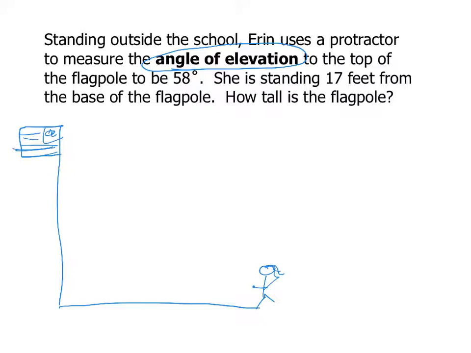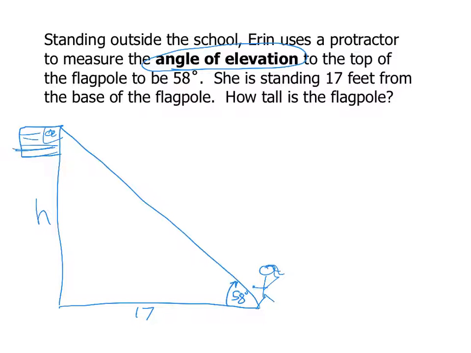She's standing on the ground, and the angle of elevation is the angle that you look up at something. So that angle from the ground up to where you might view the top is 58 degrees. She's standing 17 feet from the flagpole. So here's 17 feet away. And the question is, how tall is the flagpole?